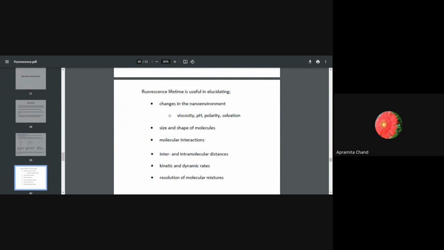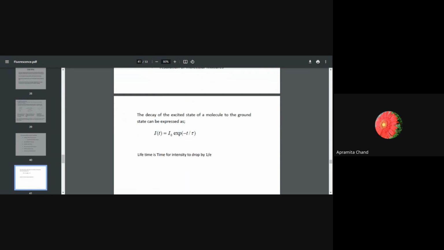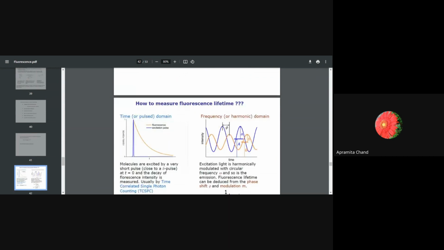Now, the applications of fluorescence lifetime is that it is useful for elucidating different kinds of interactions within molecules. The size and the shape also changes in the solvent like viscosity, pH, polarity, and solvation. The kinetic and dynamic rates, the different kinds of distances, and also the resolution of the molecular mixtures and their compositions. You can also determine the compositions. And we have already also discussed the decay of the excited state of a molecule to the ground state.